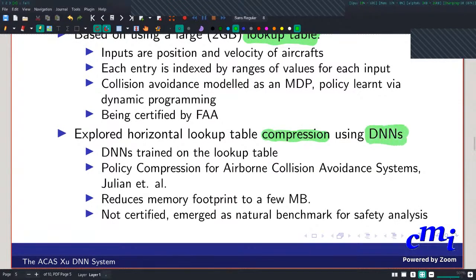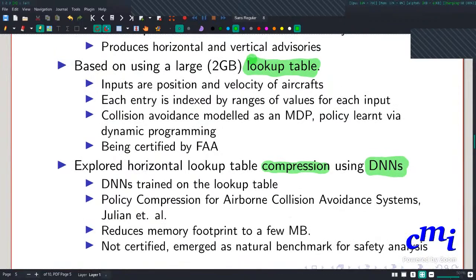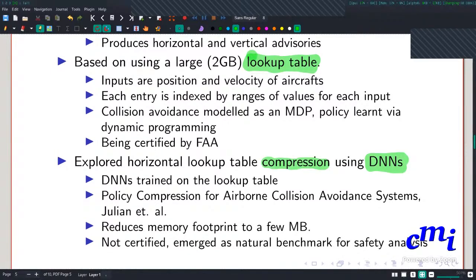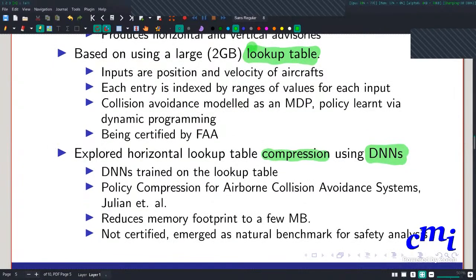We talked more at a high level last time. This time we're going to go into some of the details: what the inputs to the ACAS system are, what the inputs to the DNN are, what the output from the DNN is, and how we interpret the inputs and outputs. What is the architecture of the DNN, the number of layers, the size, everything. So let's look at all of that.